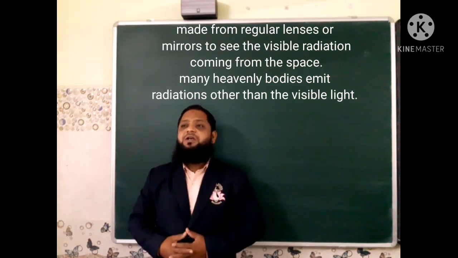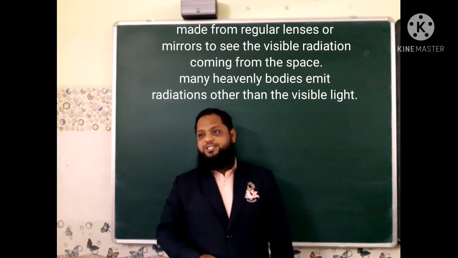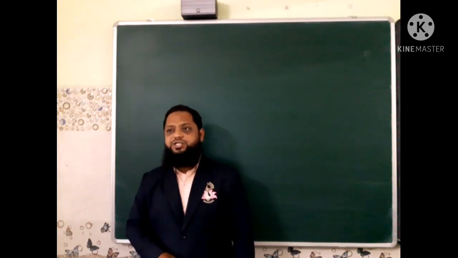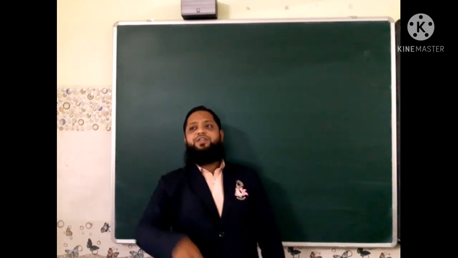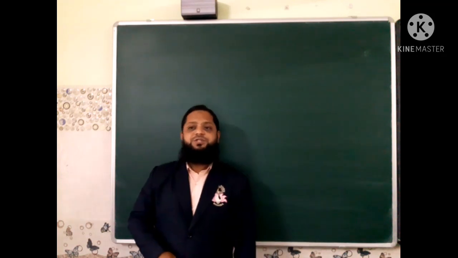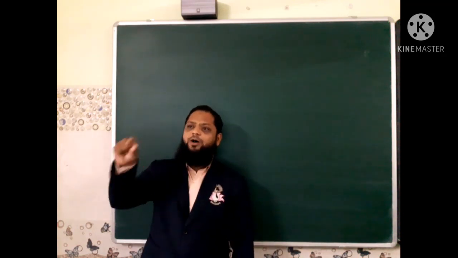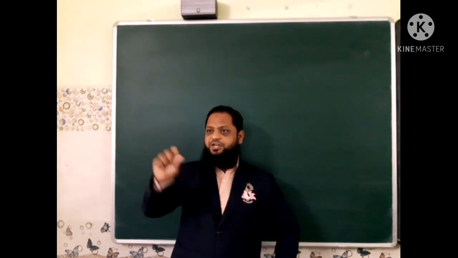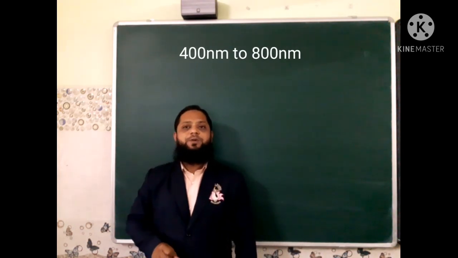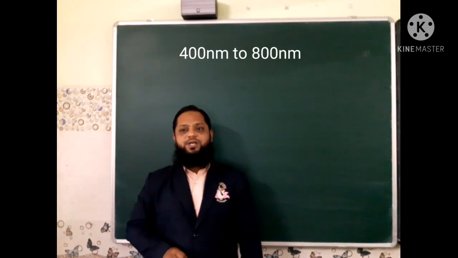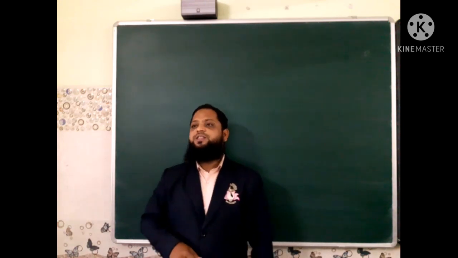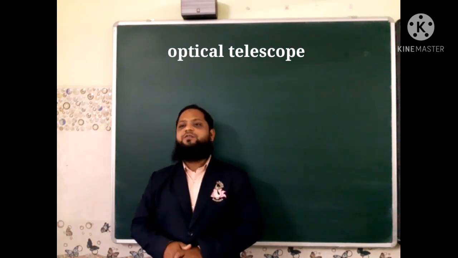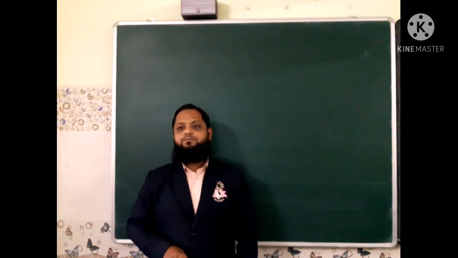They are emitting different types of radiations. If we use only the optical telescope, which works on visible radiation, then we can see only the objects which emit visible radiation, meaning in the range of 400 nanometer to 800 nanometer. If you would like to observe these, then we can use the optical telescope which works on the basis of visible radiation.